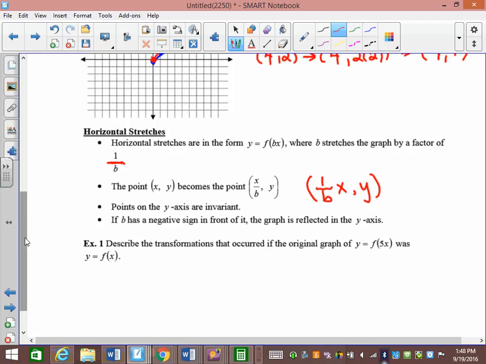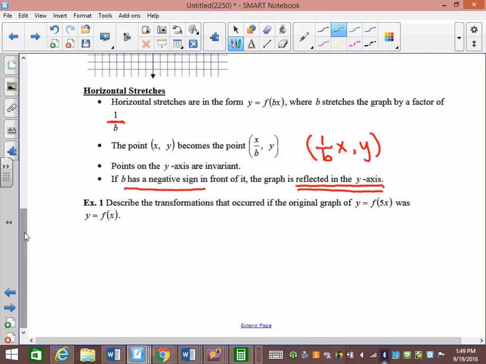And if b has a negative sign, it's a reflection in the y-axis. It's not a horizontal stretch by a factor of negative whatever, right? Our horizontal and vertical stretches are never negative. So to describe the transformations that happen here, it's beside the x. With the x, it's a horizontal stretch.